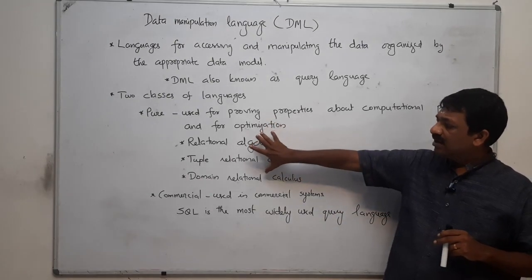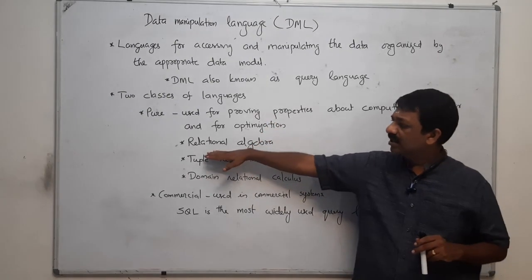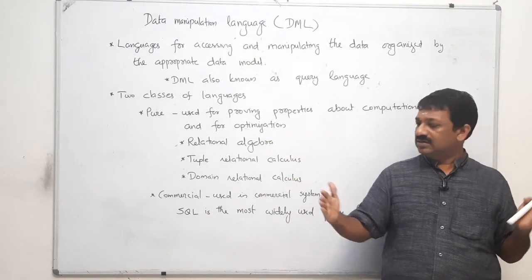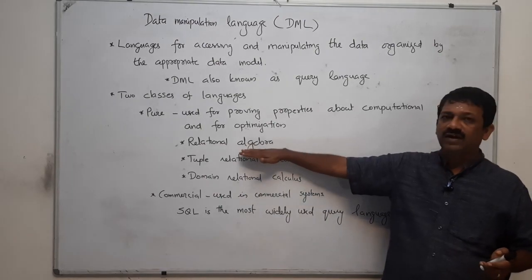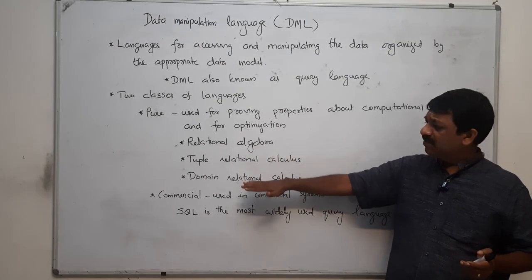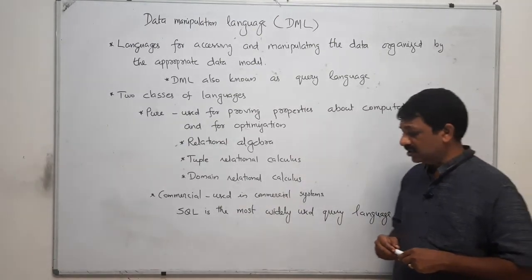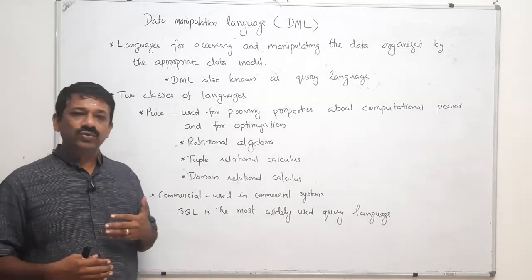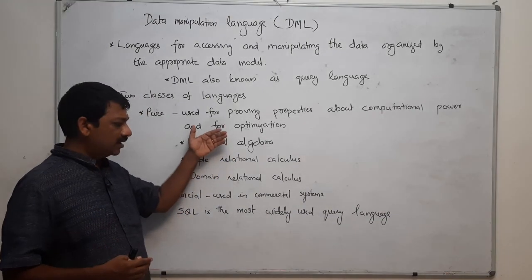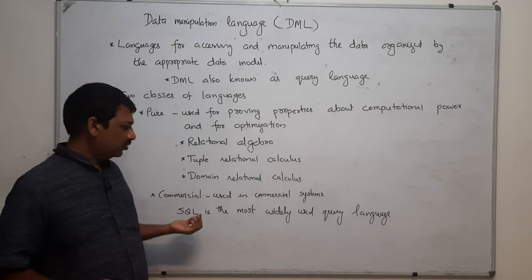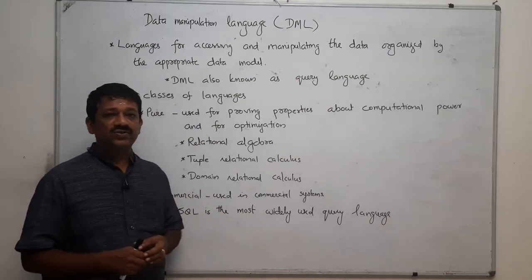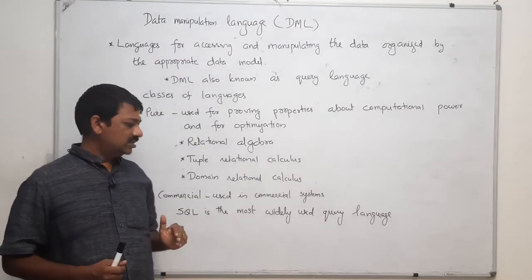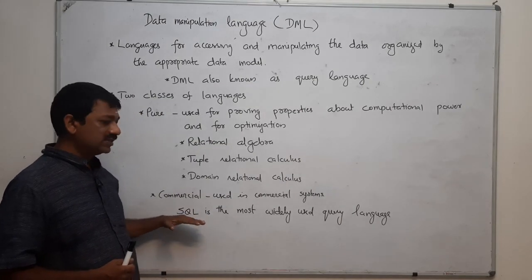These are purely for theoretical purposes. Using relational algebra you can do all those things. SQL is the actual implementation of relational algebra, and tuple relational calculus and domain relational calculus are also used for doing all these things theoretically, but from a commercial or practical point of view, we are interested in SQL. So regarding data manipulation language, the most important one is SQL.